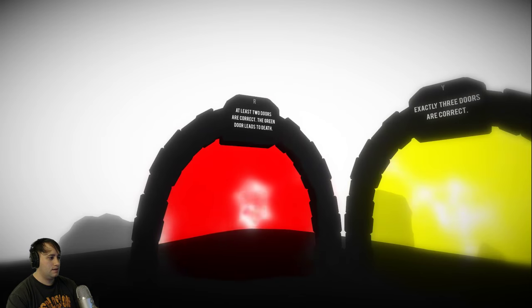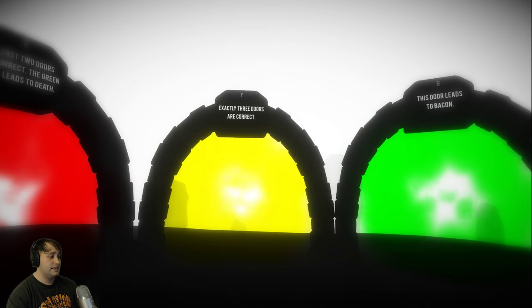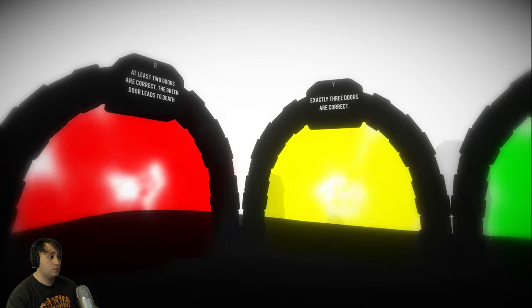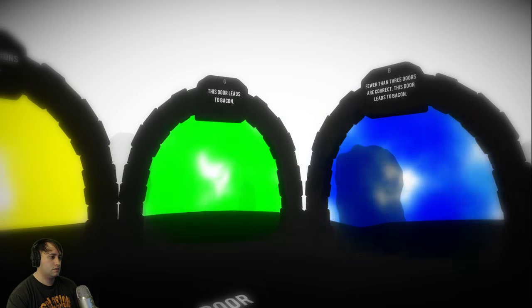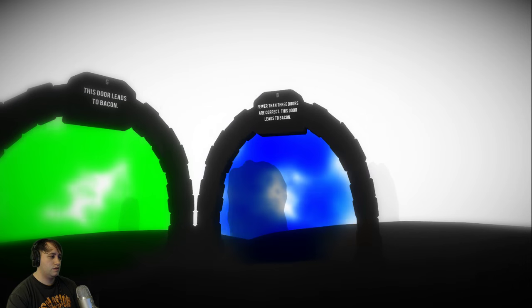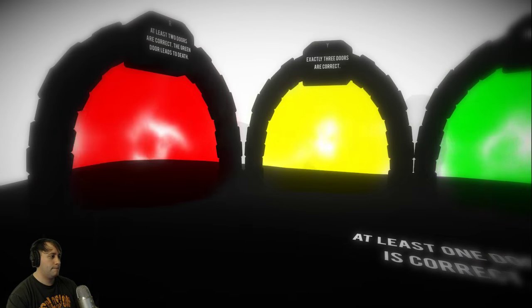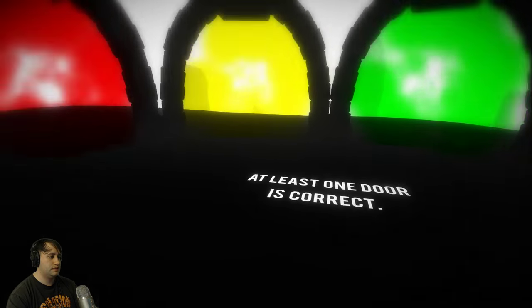At least one door is correct. Okay. At least two are correct. The green door leads to death. Exactly three doors are correct. Okay, these two are compatible. This door leads to bacon. Fewer than three doors are correct. This door leads to bacon. Okay.